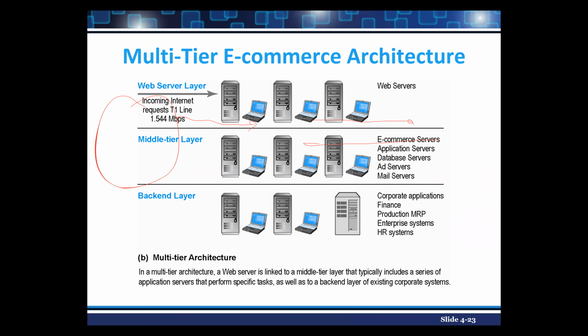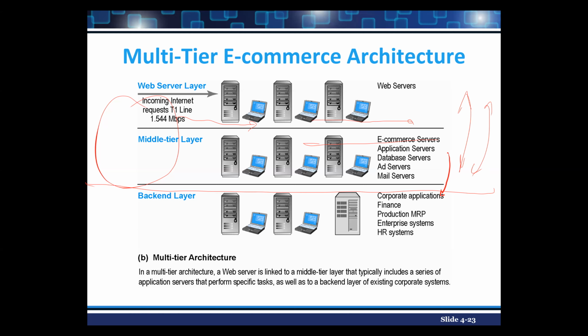Now, the multi-tier. They have layers of web servers. Multi-tier layer, like e-commerce server, app server, database server, ad server, and mail server. Then the back-end layer. In here, you have another series of servers that get the data from the middle tier and update it for other purposes. For example, they have corporate applications and finance, production, material requirement planning or MRP, enterprise system, and HR system. So that means if the customer would like to purchase the products from us, at most it's just between the web server layer and the middle tier layer only.